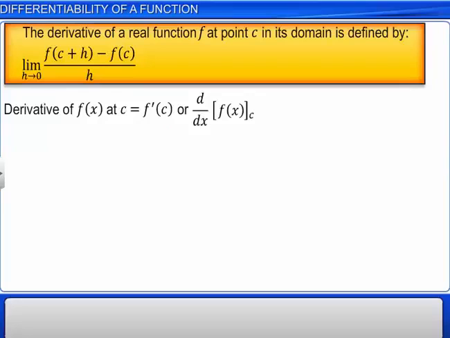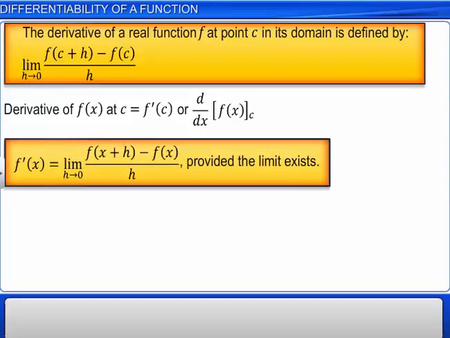Thus, the derivative of f of x is defined by f dash x, which is equal to the limit of f of x plus h minus f of x divided by h as h approaches 0, provided the limit exists.